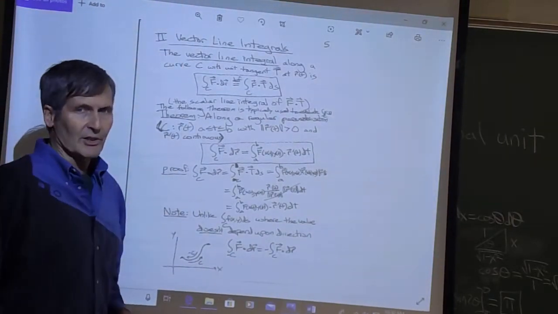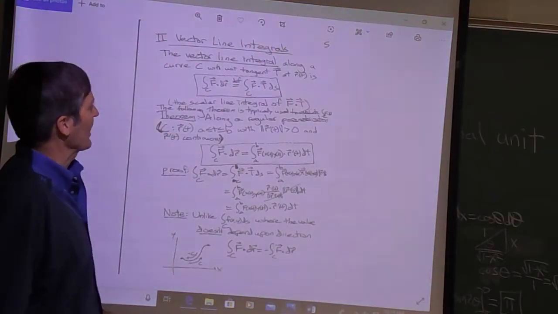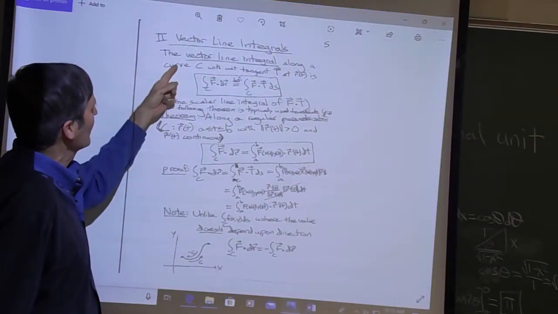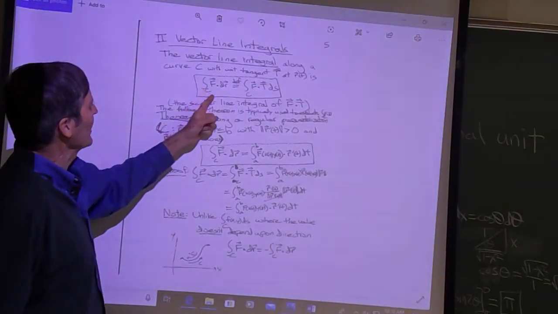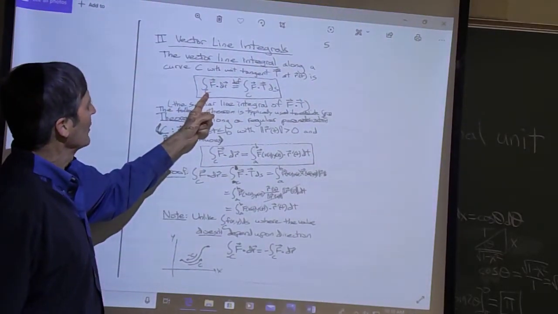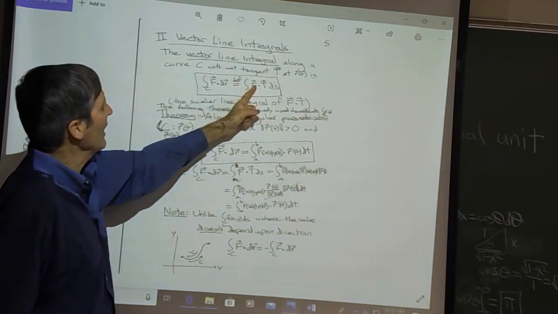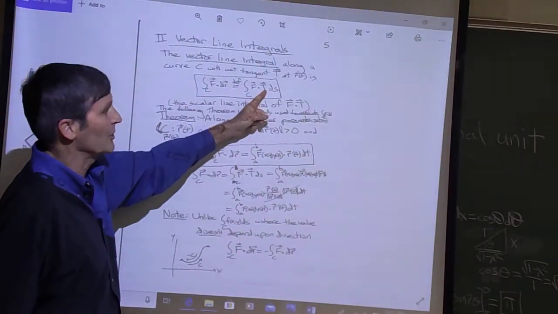Vector line integrals is the second topic. It's also in this section. It's a very long section. The vector line integral, however, is not to be scared of. When you write the integral of F dot dr, this is notation to mean F dot T ds, where T is the unit tangent vector.